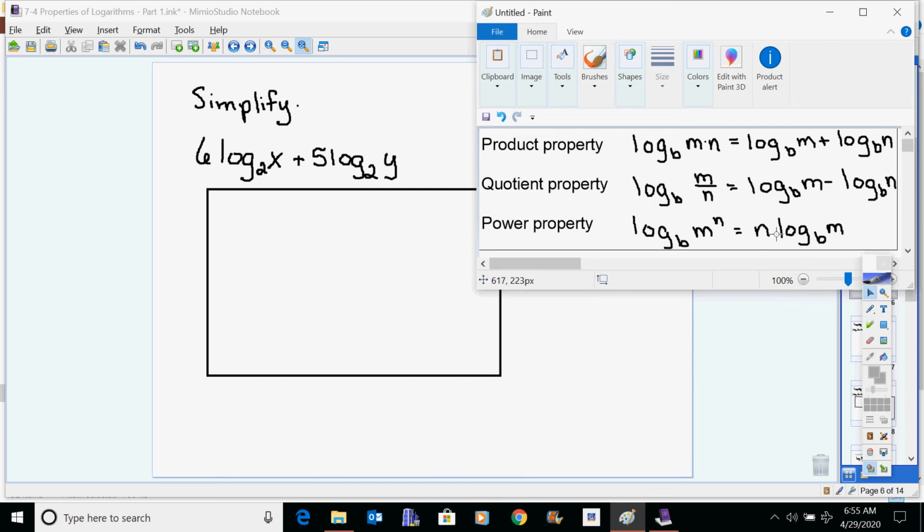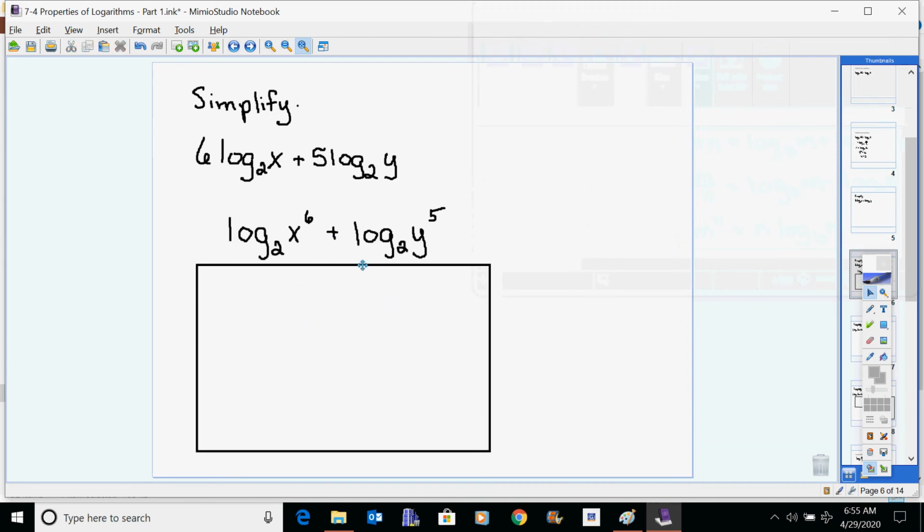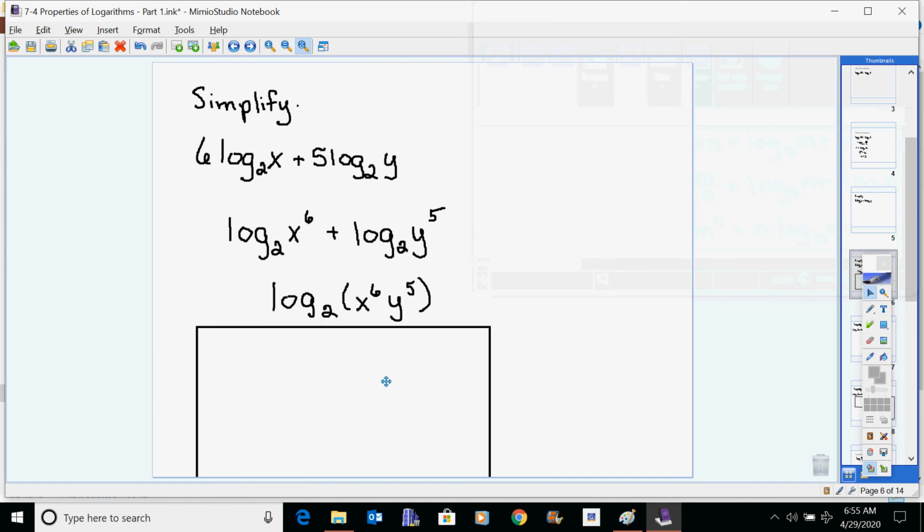So this number out front can be brought up as an exponent for whatever is here. This 5 out front gets brought up as an exponent like this. Then we have the plus. If you keep this little list handy, it's really helpful in simplifying these things. Because you have like bases, you can consolidate it down into one thing: log base b of m times n. Log base 2 of x to the 6th times y to the 5th. Notice I put parentheses around them because you're taking the log of both of them, not just the log of one of the two things.